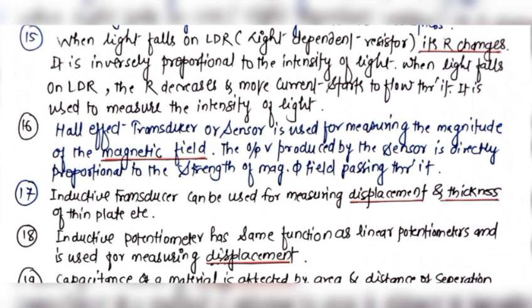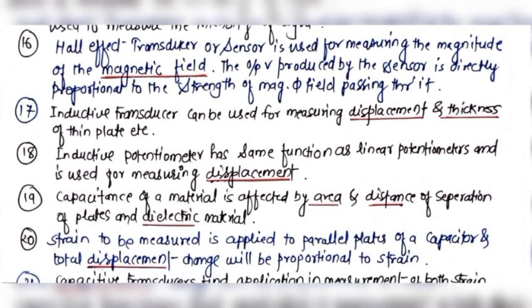Hall effect transducers or sensors are used for measuring the magnitude of a magnetic field. The output voltage produced by the sensor is directly proportional to the strength of the magnetic field passing through it. Inductive transducers can be used for measuring displacement and thickness of thin plates. An inductive potentiometer has the same function as a linear potentiometer and is used for measuring displacement.